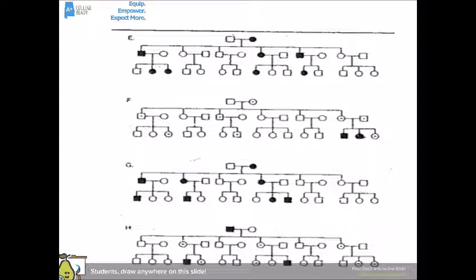All right, we've got 4 more of these. So I want you guys to try with Pear Deck. I want you guys to try F and G. So beside the picture for F and G, take about 2 minutes and try to determine the mode of inheritance on F and G. Go ahead and do that now, F and G.